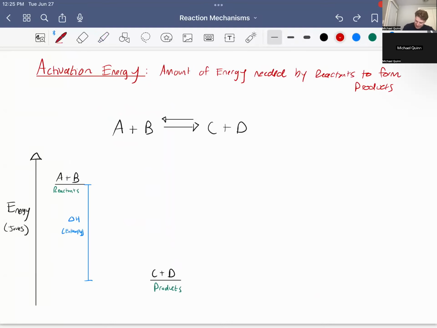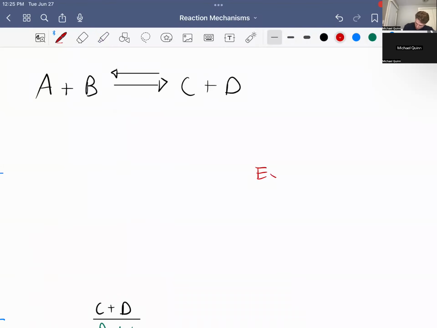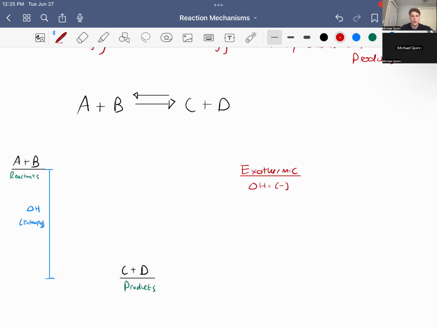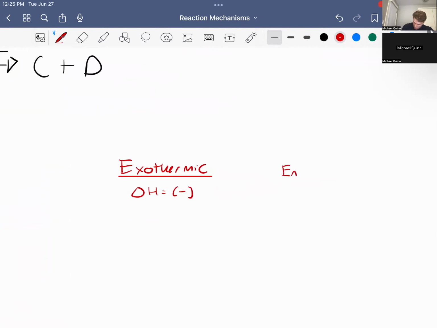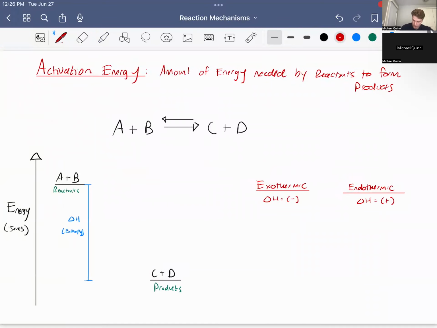This will be an exothermic reaction, meaning that delta H is negative, and we will be releasing energy when we go from the reactants to the products. Remember that if the delta H was positive, we would be putting in energy, and this would be an endothermic reaction where delta H is positive. So this is not to be confused with what activation energy is.